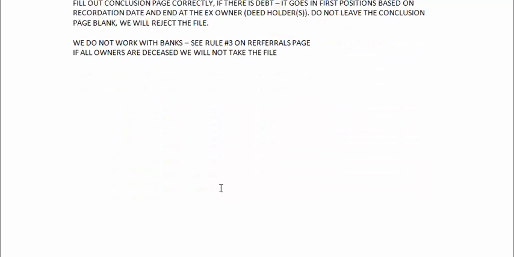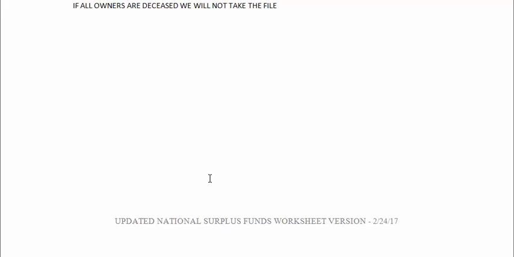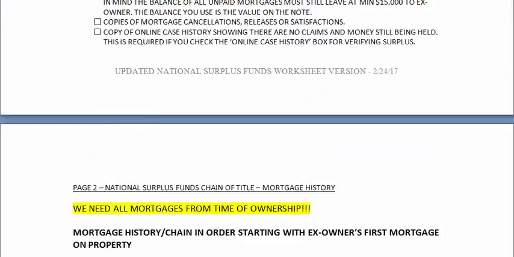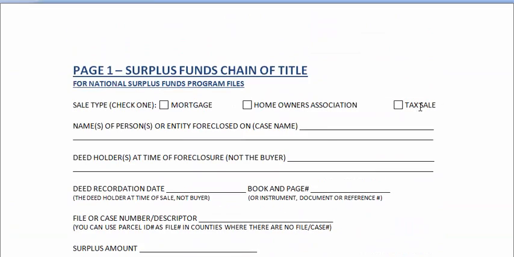We won't. All right, that's it in a nutshell, guys. It's really not difficult. Actually, we've simplified this over time. What's most important is that you keep up to date on changes by going to that resources page, going to that referrals page, and you really take your time and submit it correctly.